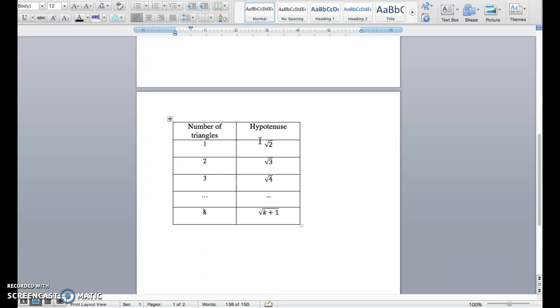So the first triangle, the length of the hypotenuse is square root 2. The second triangle is length square root 3. And the third one is length square root 4. And I think you can kind of see the pattern. If you're on the kth triangle, the hypotenuse has to be square root k plus 1.